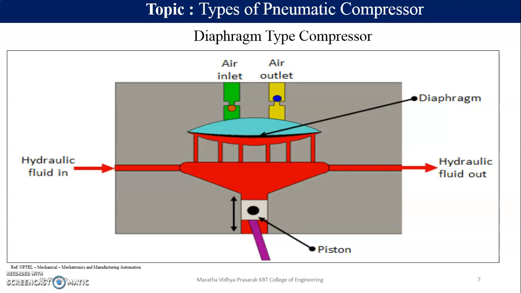Now, so this was in short about the diaphragm type of compressor. The rest is the same. At the downward stroke the air will be taken in and the air inlet valve will be open. At the upward stroke the outlet air valve will be open and the air inlet will be closed, and the diaphragm will move out and the compressed air will be taken to the cylinder.